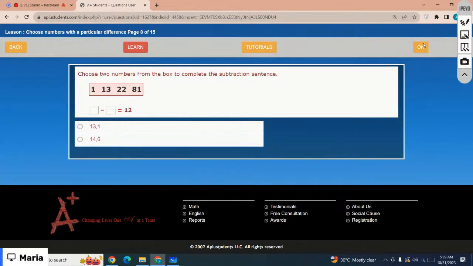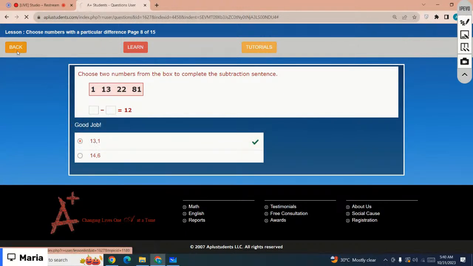Okay, the next one is choose two numbers from the box to complete the subtraction sentence. So, which two numbers have a difference of 12? Which is the correct option? Yes, that is 13 minus 1 equals 12, right? Okay, you can complete the lesson by yourself later today.